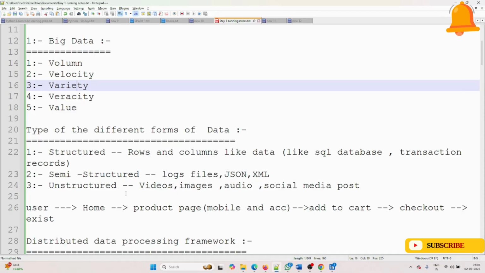The same thing happens here. Veracity refers to the accuracy, consistency and reliability of data. Big data often has noise, duplicates, missing values or inconsistencies. So unclean data can lead to wrong insight and bad decisions.